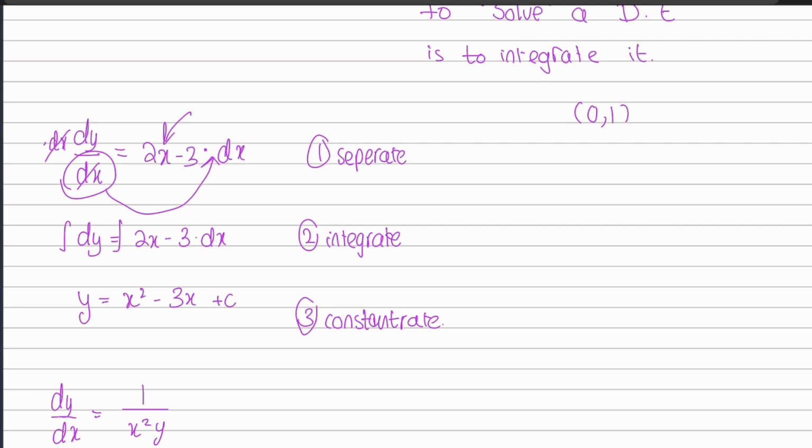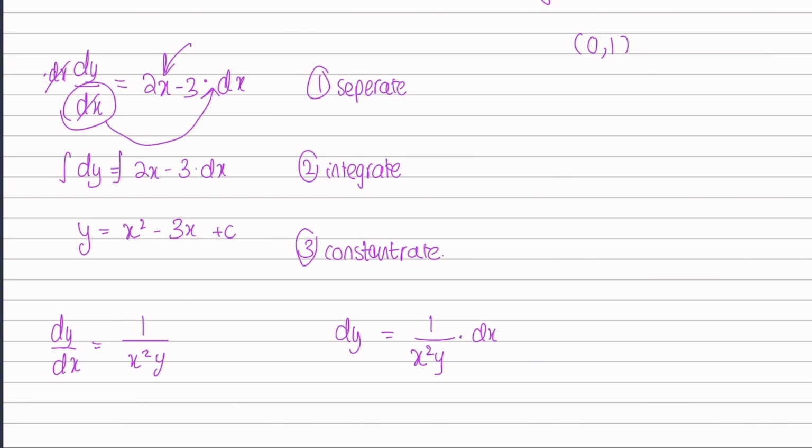So dy will equal 1 over x squared y, taken with respect to x. Now notice here that we have y, and we can't integrate y with respect to x. We have to send this variable to the other side, and thus I multiply each side by y. And so I get y dy equals 1 over x squared dx. Now I can integrate either side just fine. Separation done. Now I'm integrating.